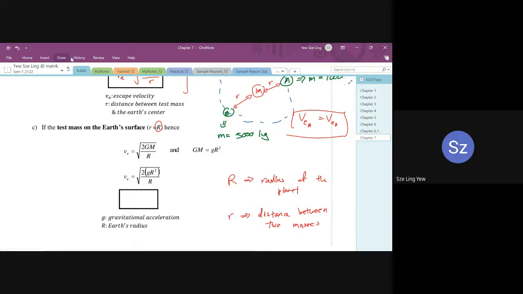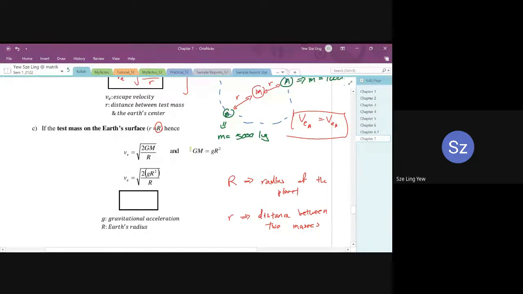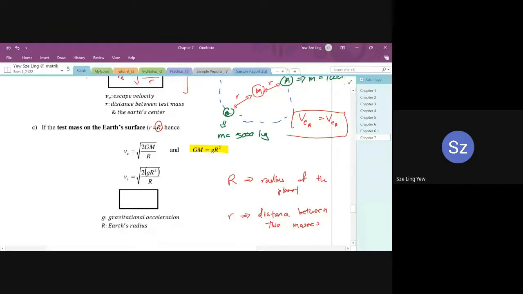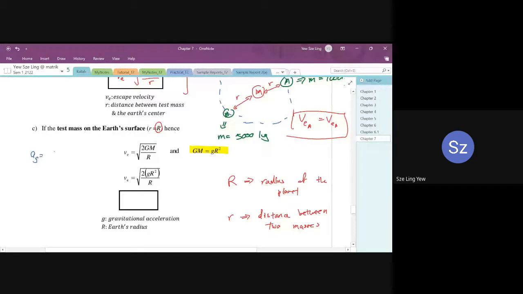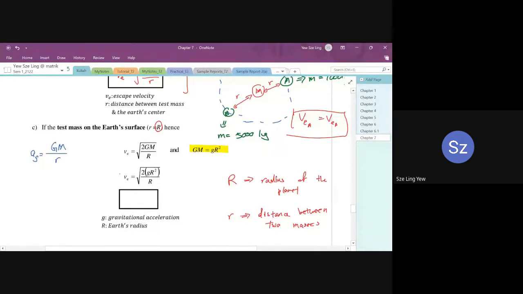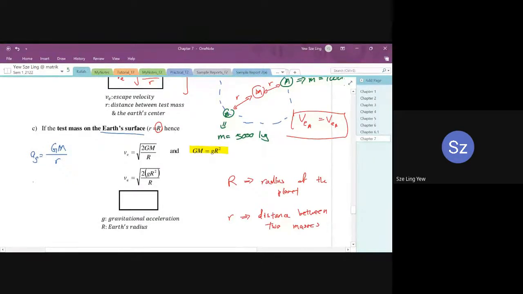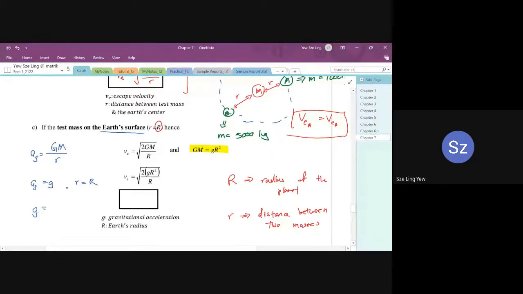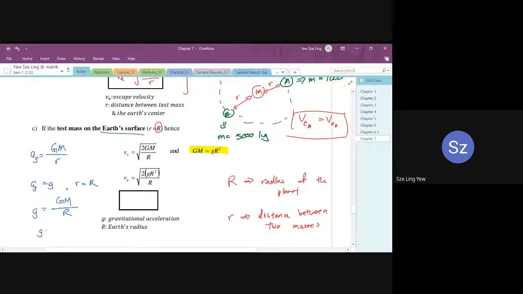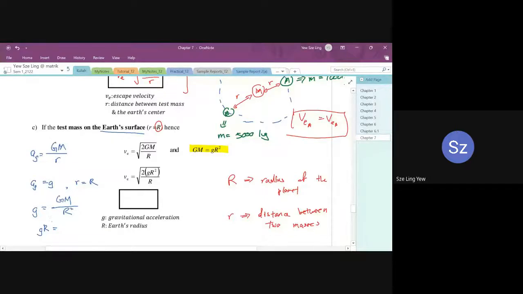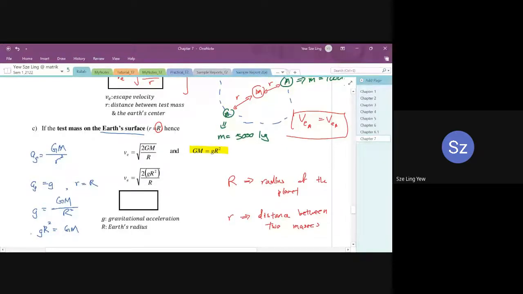Now, where does it come from? We know that g equals GM over r squared. At the surface of the Earth, we have g equals g, and r equals capital letter R. By substituting into the equation, we have g equals GM over capital R squared. Rearranging the equation, gR squared equals GM. So this is how you obtain this relationship.